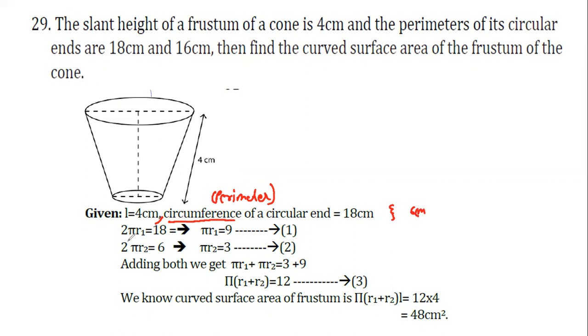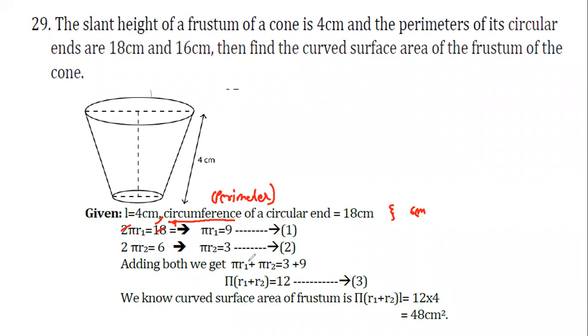So circumference of the circle, what's the formula? 2 pi r, because here two radii are present. This is R1 and this one is R2. So 2 pi R1 is equal to 80. You will get pi R1 is equal to 9. Cancel this one, 2 ones are 2, 9s. Here also 2 pi R2 is equal to 6, pi R2 is equal to 3. Call this equation 1 and 2.